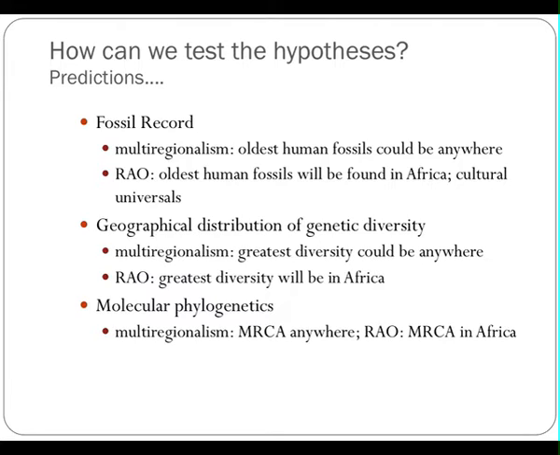If you look at the geographical distribution of genetic diversity, according to multi-regionalism, there should be no particular part of the old world where there is more genetic diversity than anywhere else, because everything's been evolving in parallel and exchanging genes, and it could be anywhere if there is any. Whereas the recent African origins hypothesis would say the greatest diversity will be found in Africa. And then what we're going to spend most of this talk talking about, when we look at molecular phylogenetics and we take sequences and we align them and we draw phylogenetic trees, we should be able to see that the most recent common ancestor would be found in Africa, according to the recent African origins theory. Whereas, according to the multi-regionalism theory, it could be anywhere. It could be in Europe, could be in Asia, or it could be in Africa.